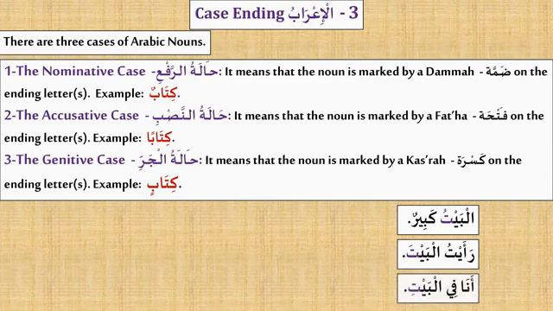And the third example, ana fil bayt, I am in the house. The word al-bayt gets kasra in this sentence because it is preceded by a preposition. A noun that follows a preposition gets kasra. Ana fil bayt.